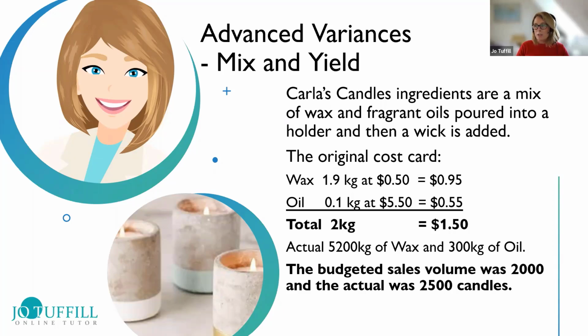There's no point in comparing the actual amount that you use to something that was budgeted to be a lower volume. You're going to get a nonsense variance. So you must start realizing that when you're doing cost variances, you need to make sure you use the actual, you flex it.